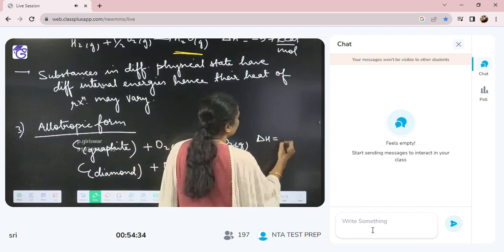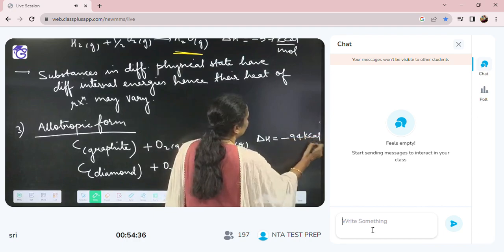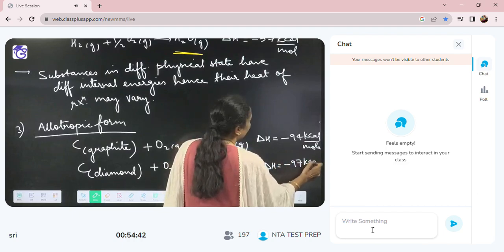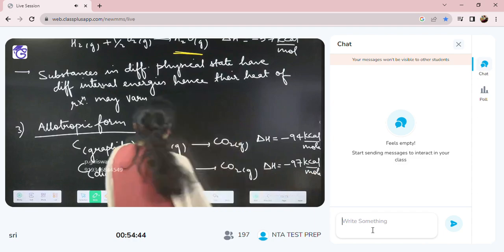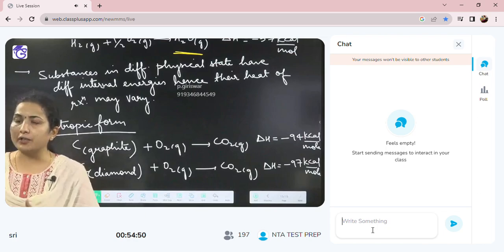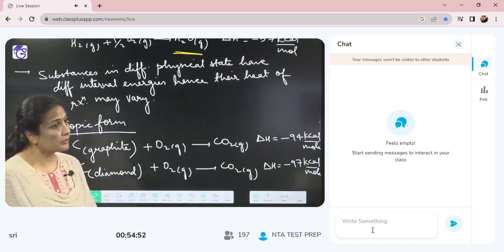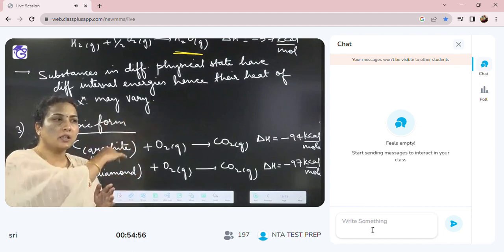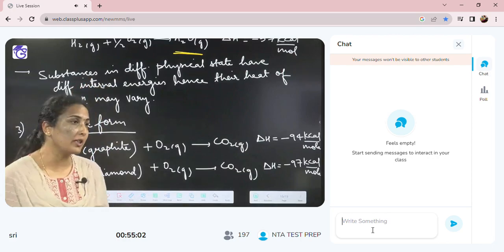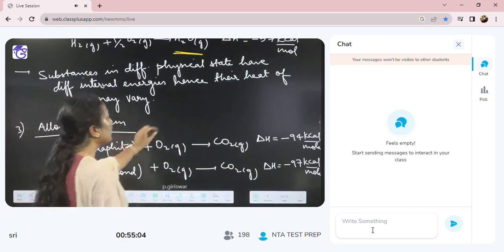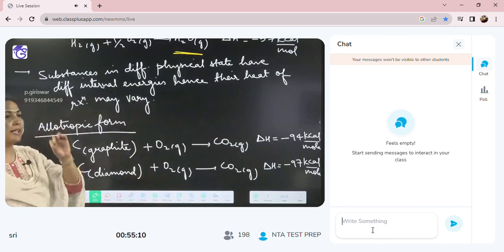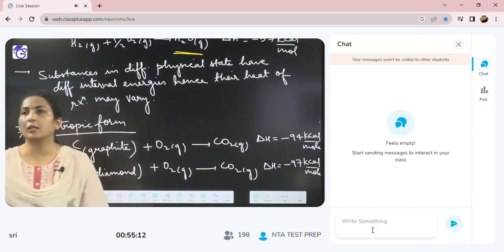Now delta H here is found to be minus 94 kilocalorie per mole. Again, you don't have to remember these delta H, and here it is minus 97 kilocalorie per mole. Now do you agree, in graphite and diamond the bonding is different? If bonding is different, that means their potential energies are different. Potential energy is different means internal energy is different. And if internal energy is different, that means enthalpy is different, and hence their heat of reaction is going to be different. That is the reason different amount of heat is getting liberated when different allotropic forms of an element react. Is there any doubt to anyone?